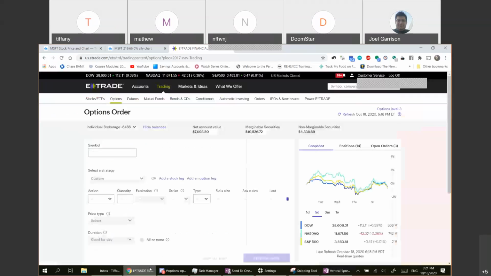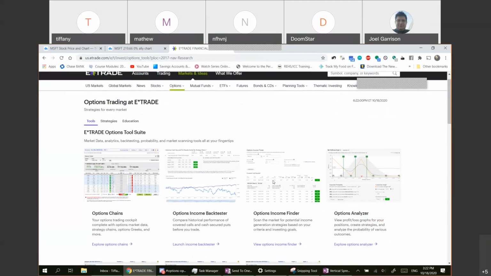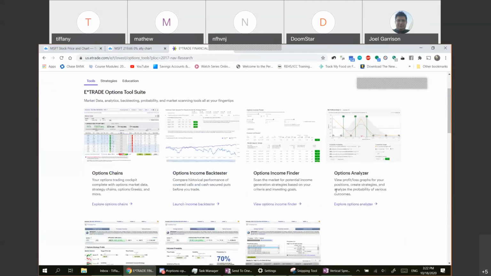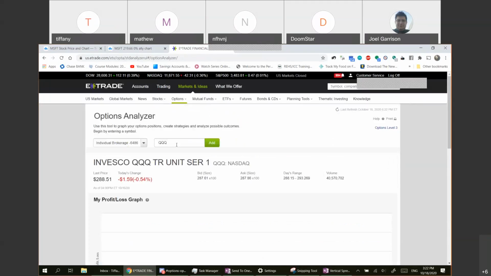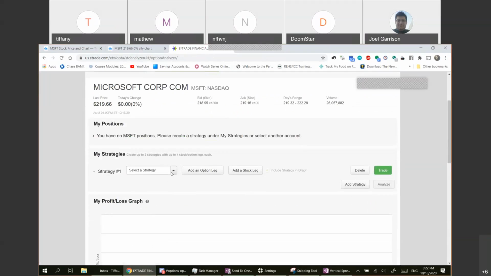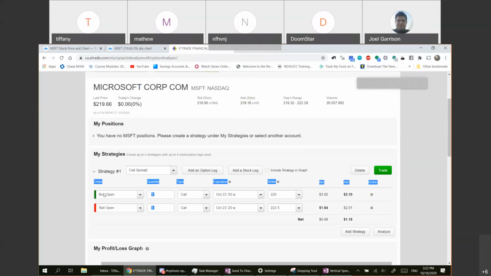I was going to do this for you guys and find the tools. Okay, there we go. Option analyzer is the best tool I've found so far that gives you the probability risk graph. Let's say we're trading Microsoft, and you can select a strategy right here. So you're doing a call spread. Their automatic assumption is that you're bullish on Microsoft.